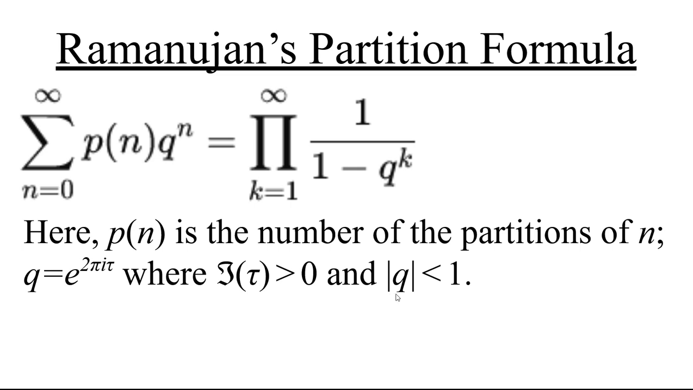As you can see here, the point q, if you express it as a complex point, lies within the unit circle on the complex plane. That means its magnitude or modulus is less than 1. So this is the formula.